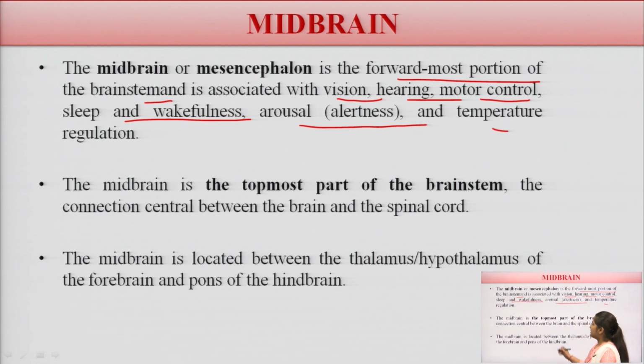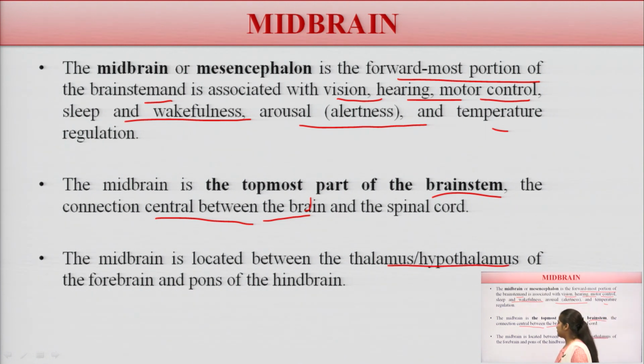Now the midbrain is the topmost part of the brain stem, and it connects the brain and the spinal cord. If you talk about the location, the midbrain is located between the thalamus and hypothalamus of the forebrain and the pons of the hindbrain.